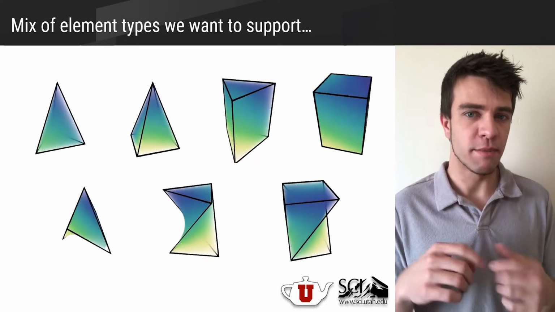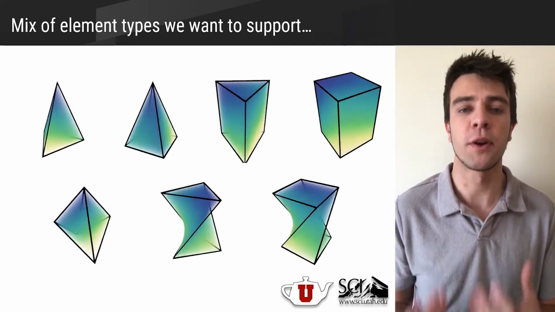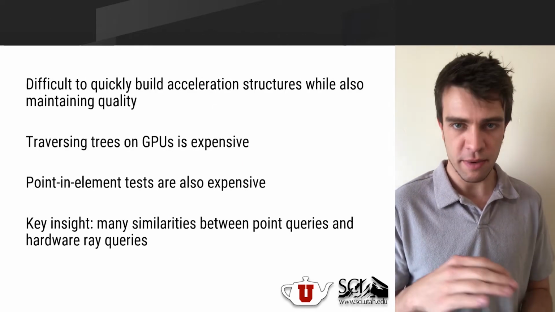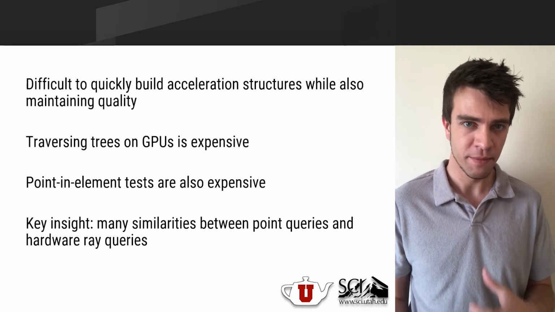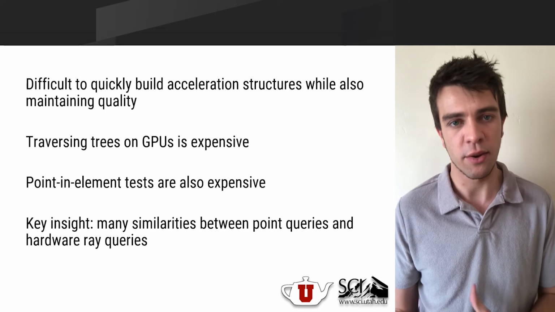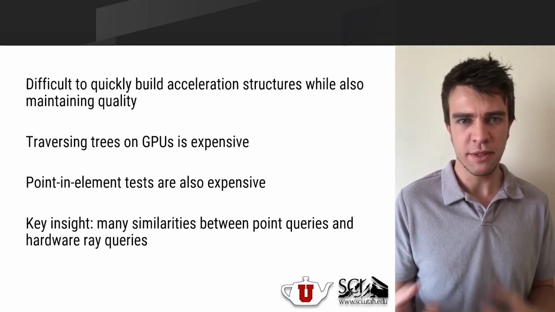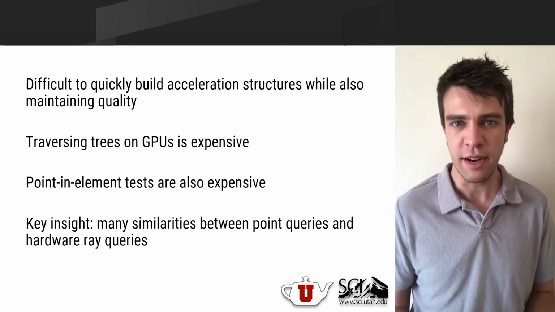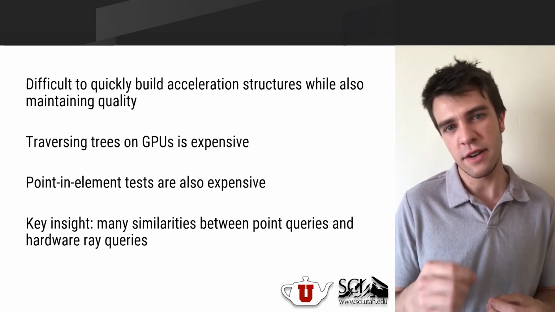These elements are composed of both triangle and quad faces, where the quad faces can curve to form a bilinear patch. Because of this additional complexity, unstructured mesh point location is much more challenging than point location in a regular grid. It's difficult to quickly build these acceleration structures while also maintaining high-quality trees. And then once you have those structures, traversing through them on a GPU tends to introduce many expensive and divergent memory accesses. From there, determining if a point is contained within a particular element usually involves some sort of root finding method.